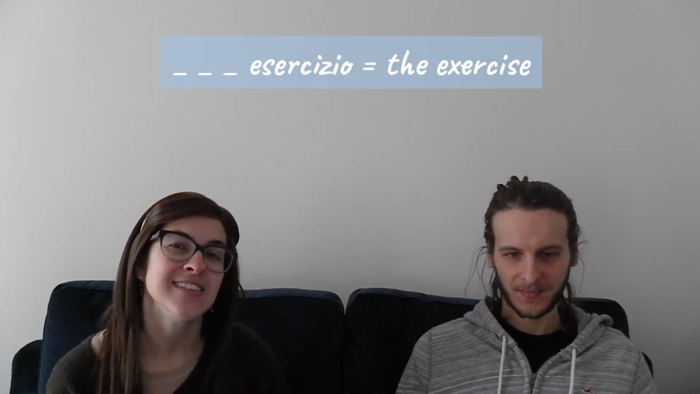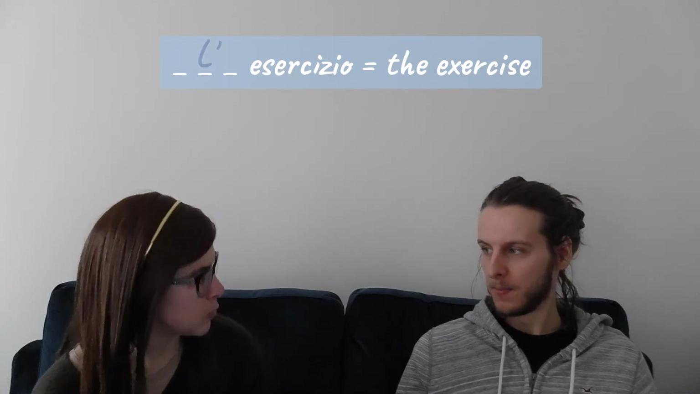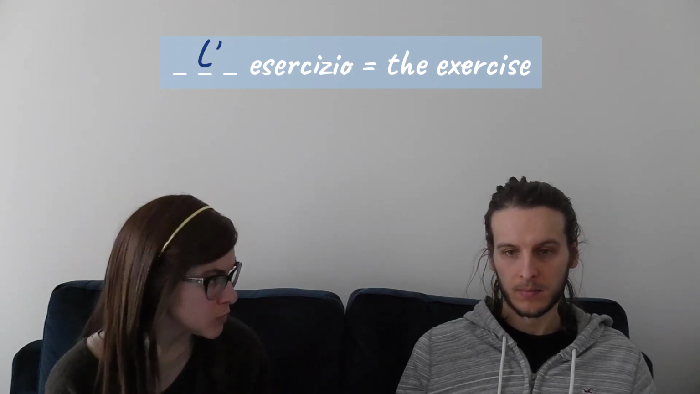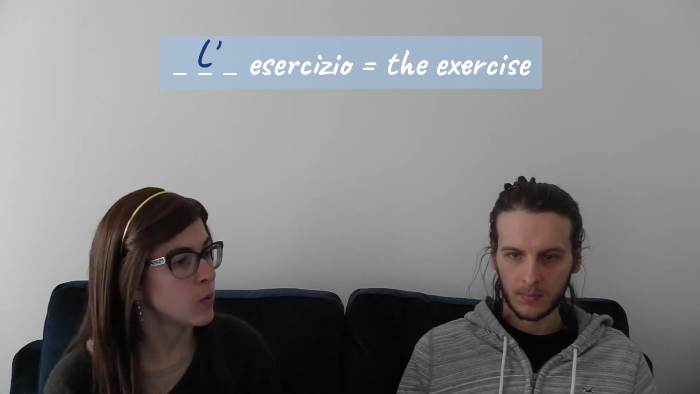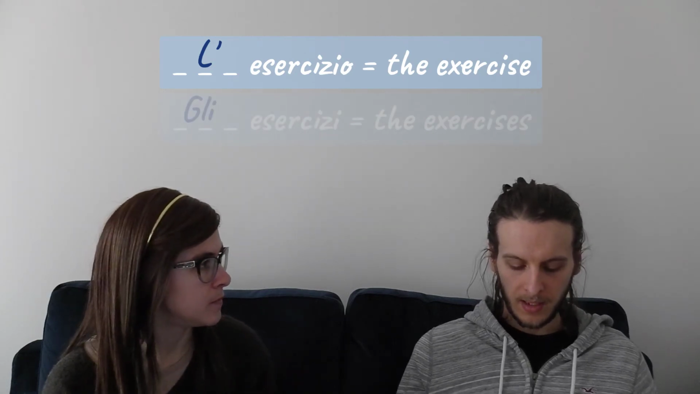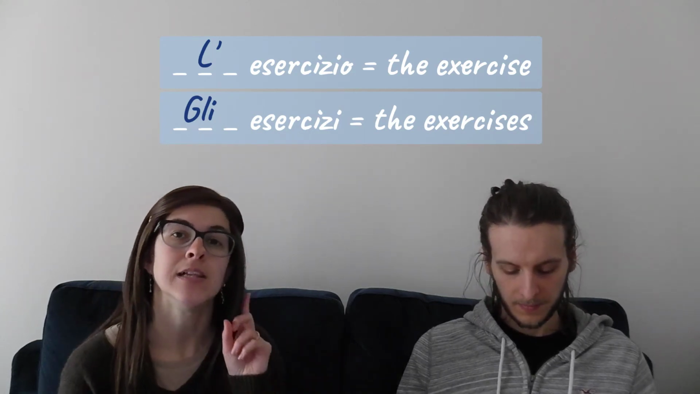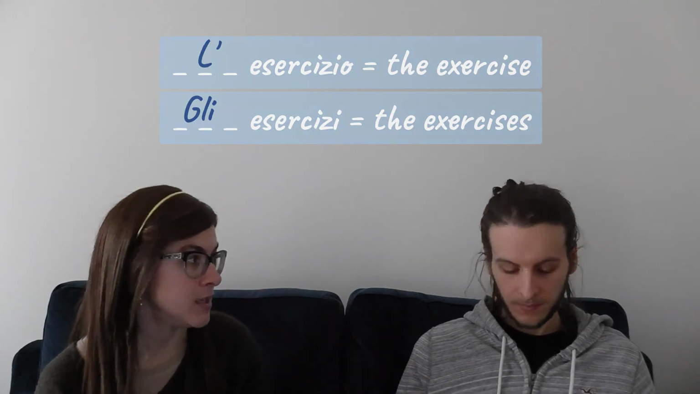Now on to 3. The exercise. Exercise is esercizio. What did you put? L'esercizio. Yeah, you put l'apostrophe. So l'apostrophe, masculine noun, starts with a vowel. And for the plural, what did you put? Gli esercizi. Yeah, that's what I meant. So l' becomes gli in the masculine plural.